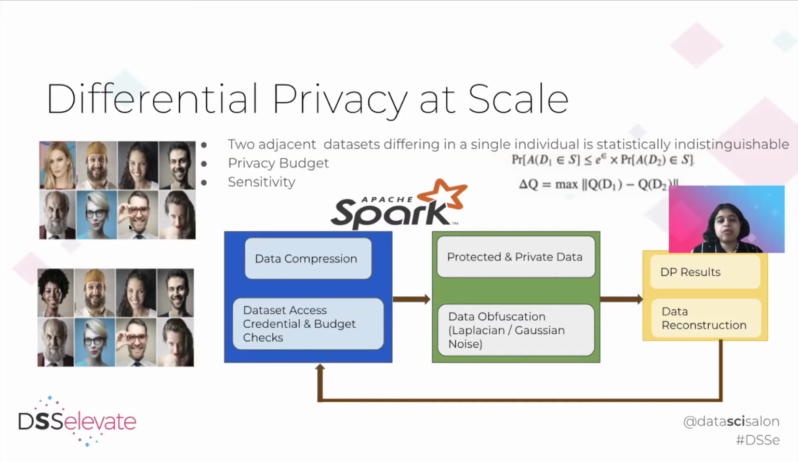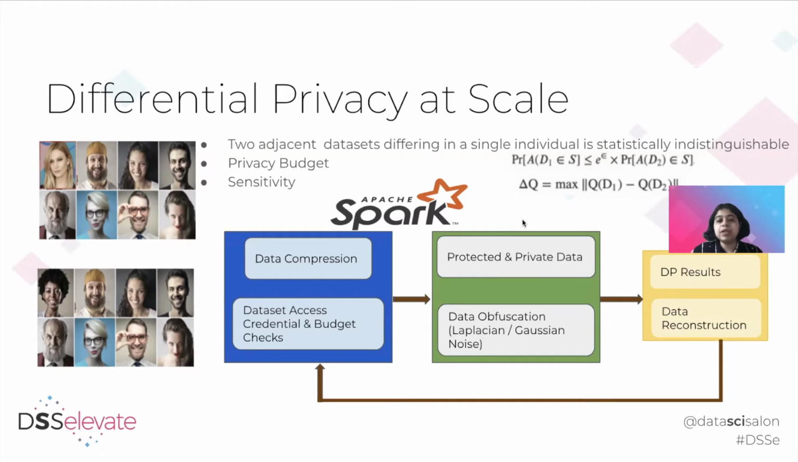And that's how we incorporate and use the metric called the privacy budget, which says the ratio between the two different data sets should not differ to the degree of e to the power epsilon. That's the privacy budget. And also the sensitivity between the two different data sets, or the amount of noise added, is bounded by the max of Q of D1 minus D2.